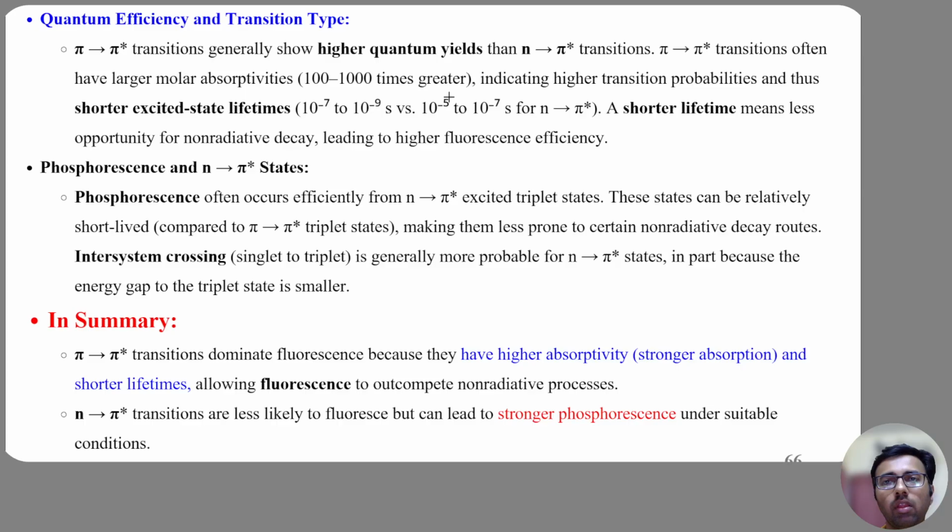Interestingly, phosphorescence often becomes efficient for n to pi star triplet states. Intersystem crossing is more probable because the energy gap between singlet and triplet state is smaller. This favors delayed phosphorescent emission.